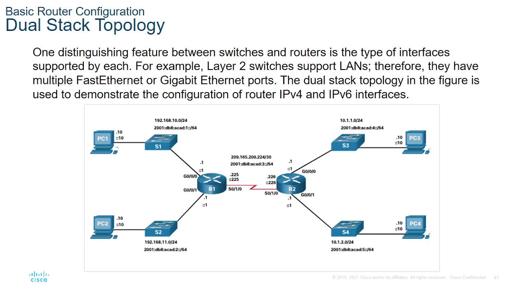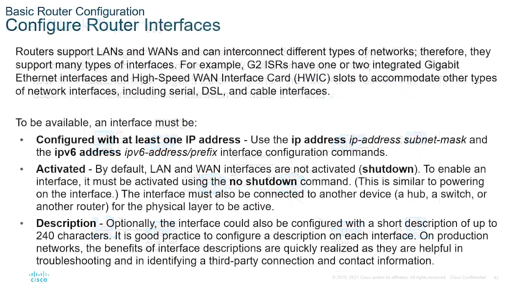One of the distinguishing features between switches and routers is the type of interfaces which I just showed you. When it comes to a layer 2 switch, they only support local area networks, and therefore they have multiple Gigabit and Fast Ethernet interfaces. Here we have an example of a dual stack where you have both IP version 4 and IP version 6 addresses. So routers support dual stack. An interface will have two IPs, that is an IP version 4 address and an IP version 6 address.